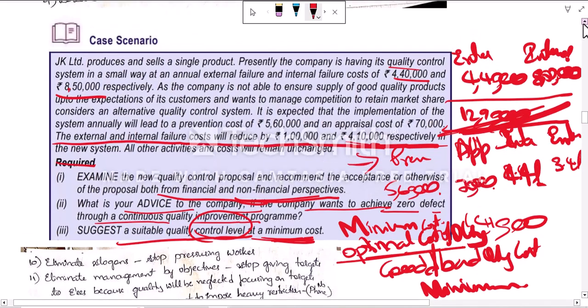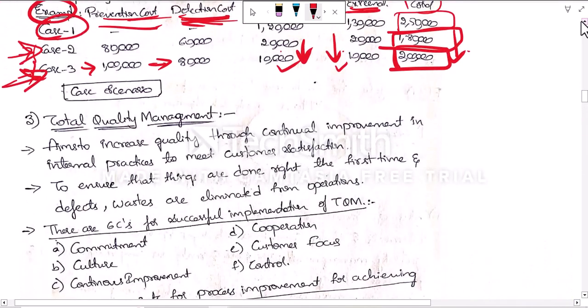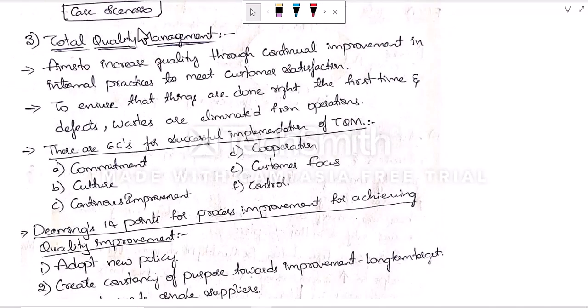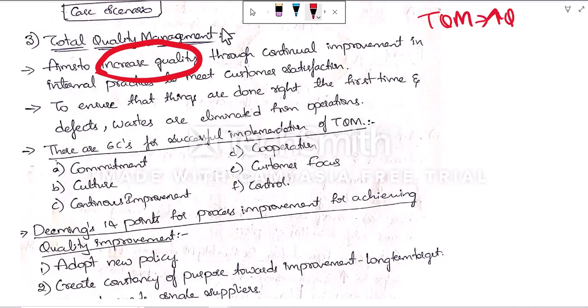Coming to the next topic, total quality management. Total quality management is the second technique we are discussing in the modern business environment. It aims to increase the quality. Don't confuse between Six Sigma and total quality management, because total quality management will increase the quality. The aim is to increase the quality.